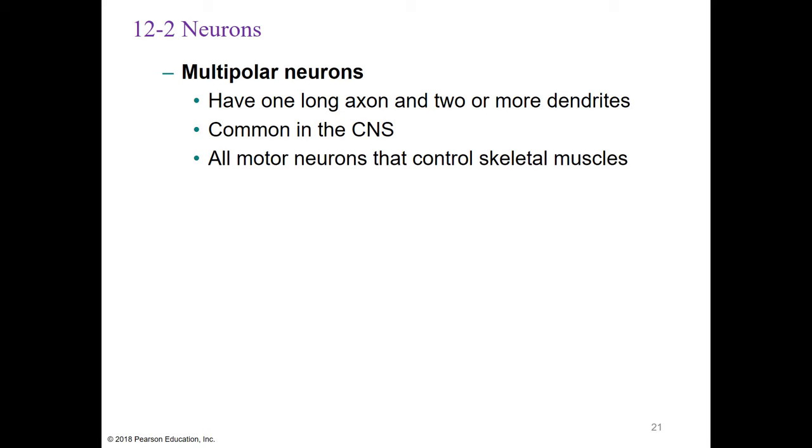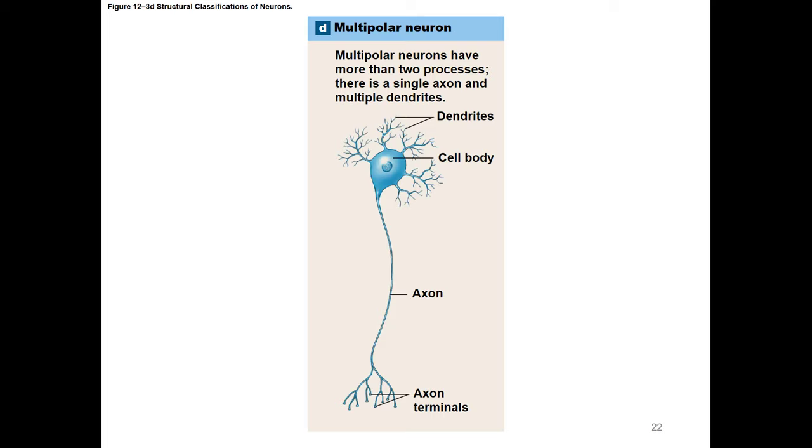So there are a few kinds of neurons found in the human body, but the one we're focusing on for this chapter is the most common neuron in the central nervous system, known as the multipolar neuron. The multipolar neuron is the kind of neuron we've been looking at in the last two pictures. It has one long axon and two or more dendrites, very common in the CNS, and all motor neurons that control skeletal muscles. So this is a super common neuron, and it's the one we're really going to use for the rest of the chapter, which is why we focused in on it.